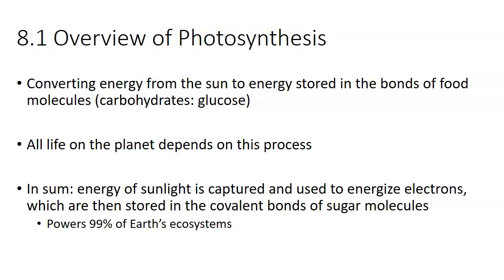In sum, this summary statement: the energy of sunlight is captured by photosynthetic organisms like plants, and we're going to see it used to energize electrons within these plants, and then the energy stored in those electrons will be converted into organic molecules. Photosynthesis powers 99% of the Earth's ecosystems, so we heavily rely on this process.